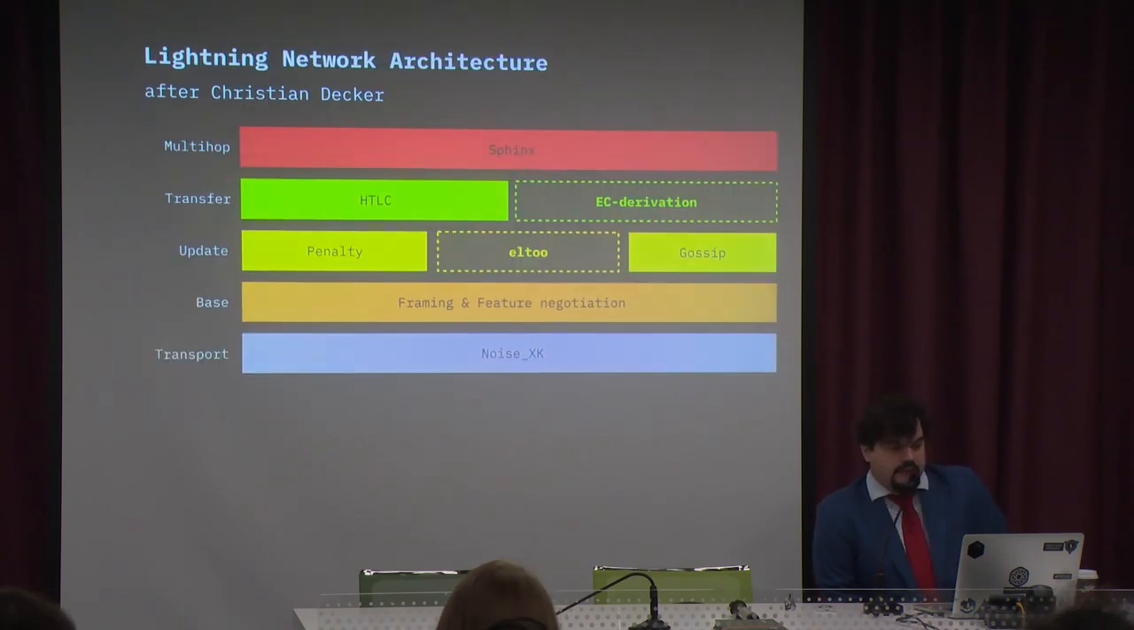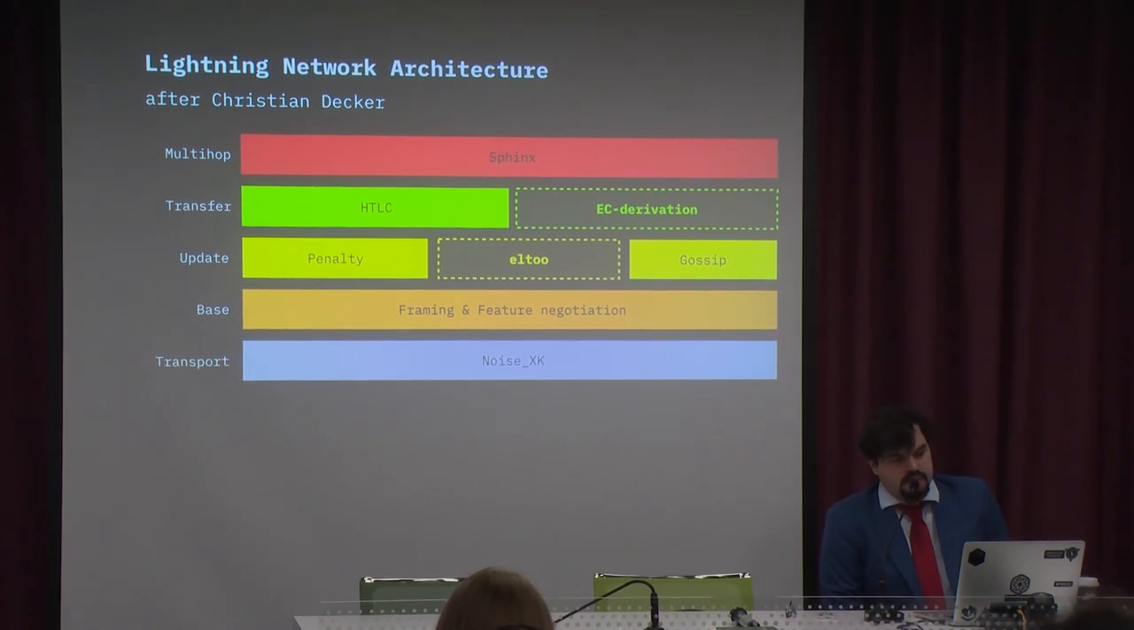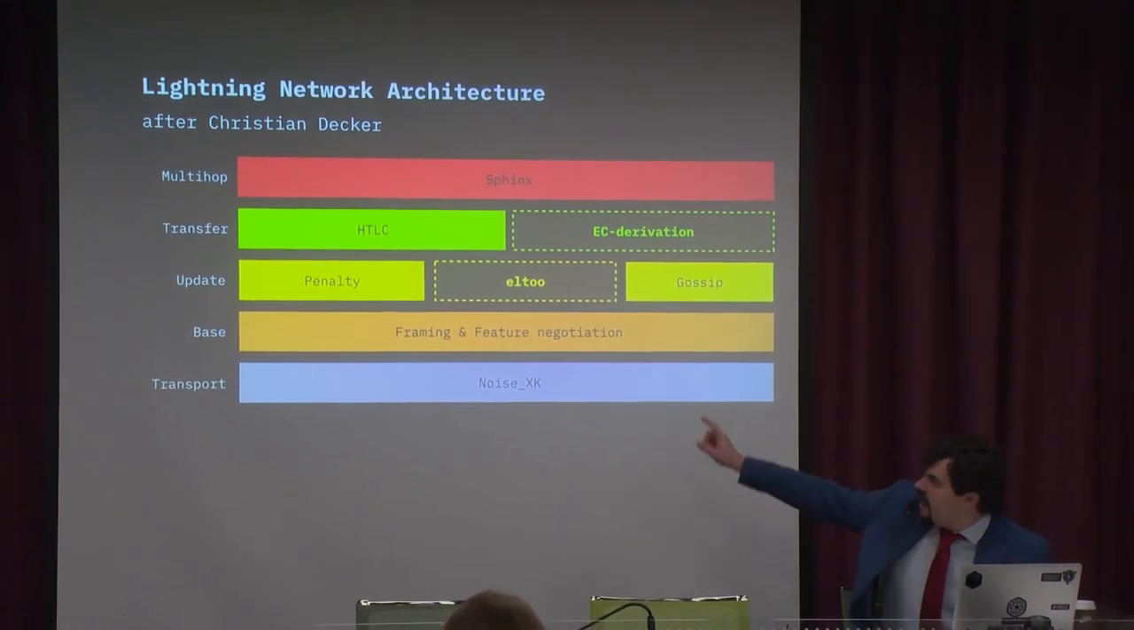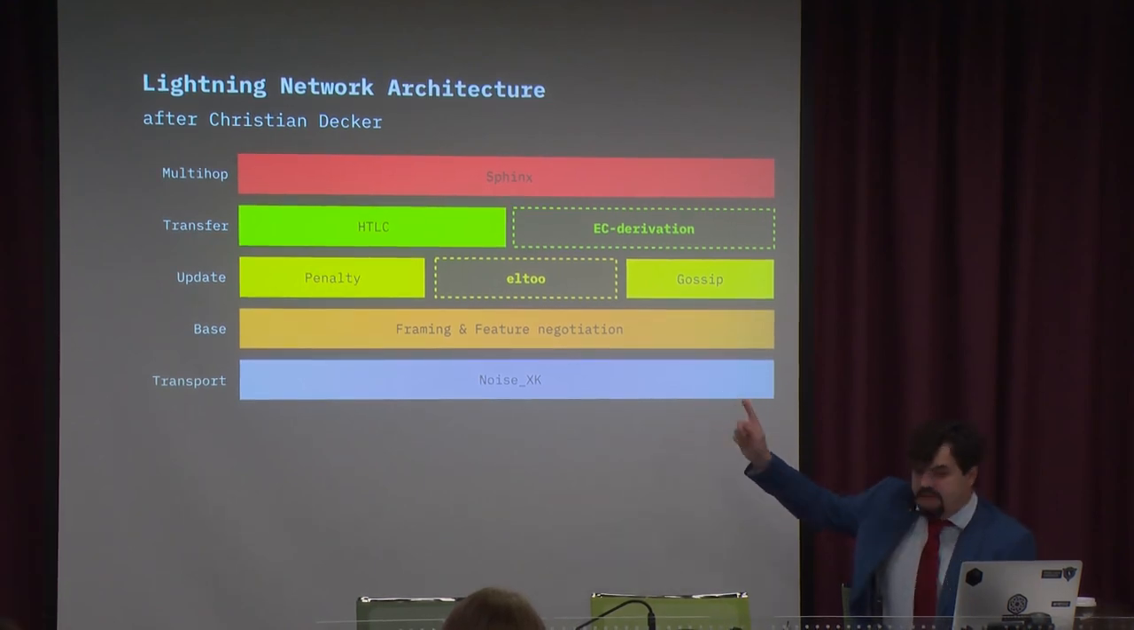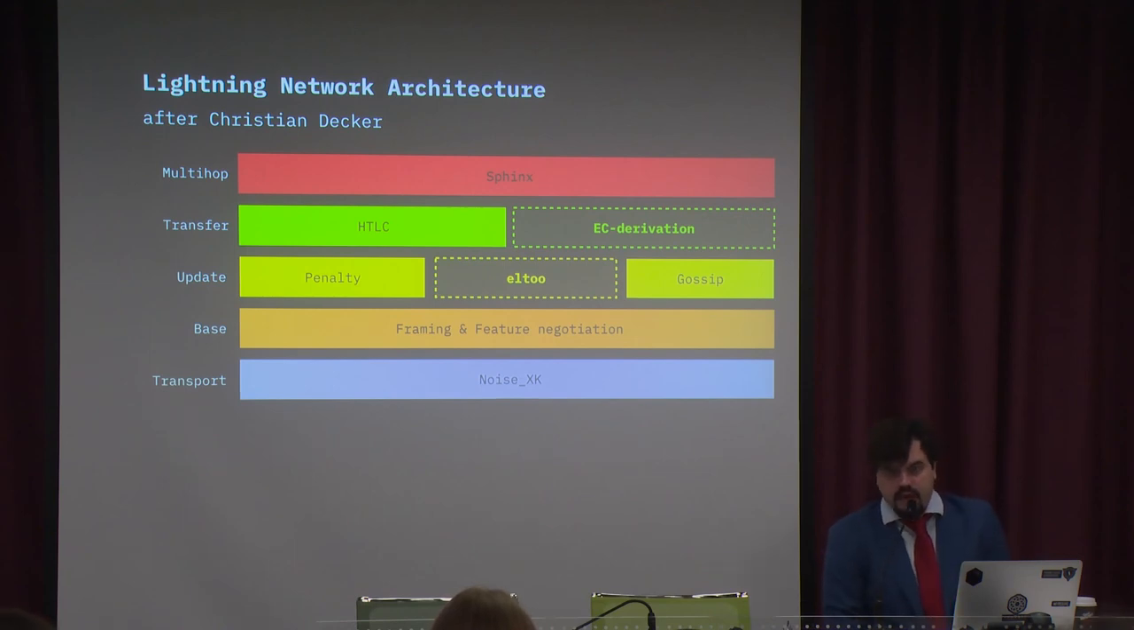There is another view on the Lightning Network architecture, which is also very useful. It was designed by Christian Decker, and I added L2 and elliptic curve point derivations as possible future standards, with a dashed line, because in the present version of the Lightning Network they are not yet there. So we have a transport layer, a base layer for framing and feature negotiation, an update layer with penalty and L2 mechanics and gossip messaging, a transfer layer for multi-hop payments, and the routing layer. So that's an overview of the Lightning Network.